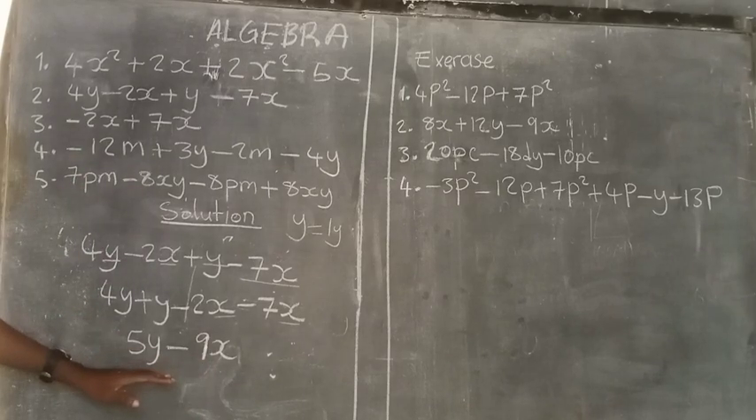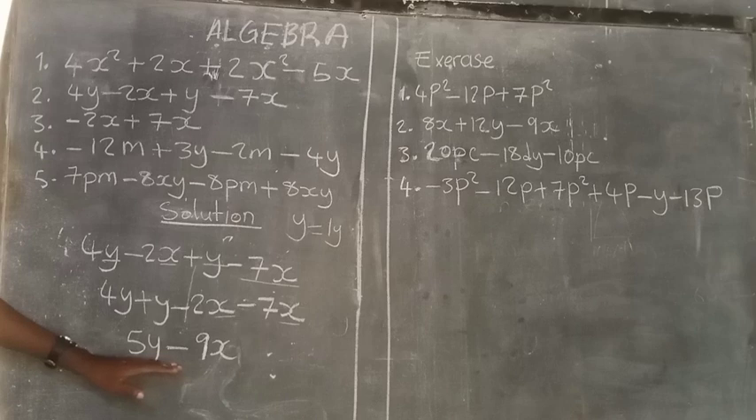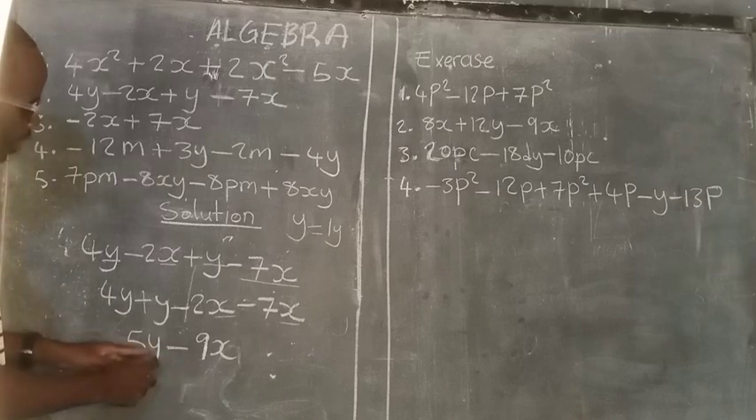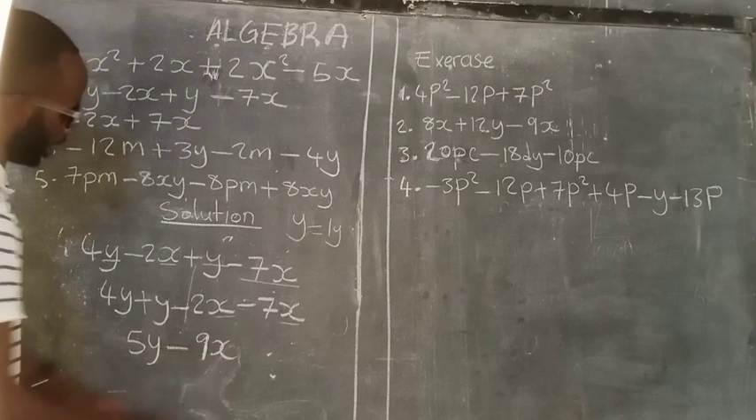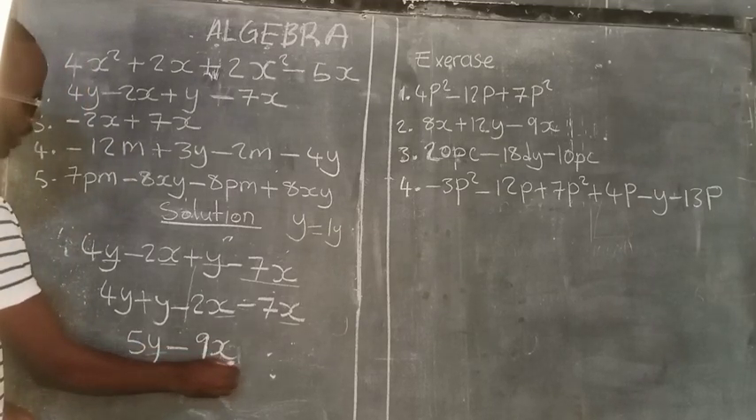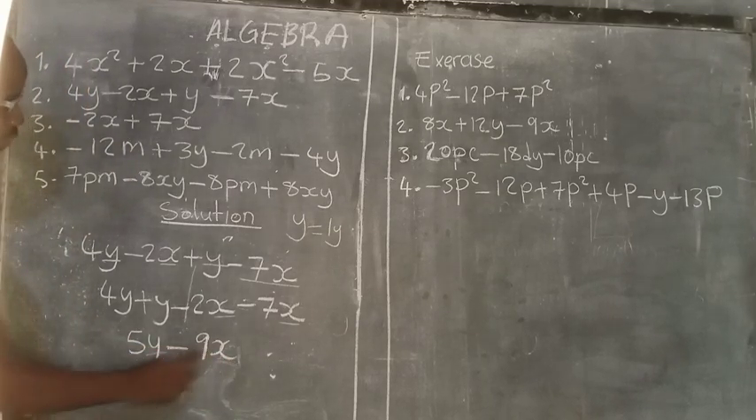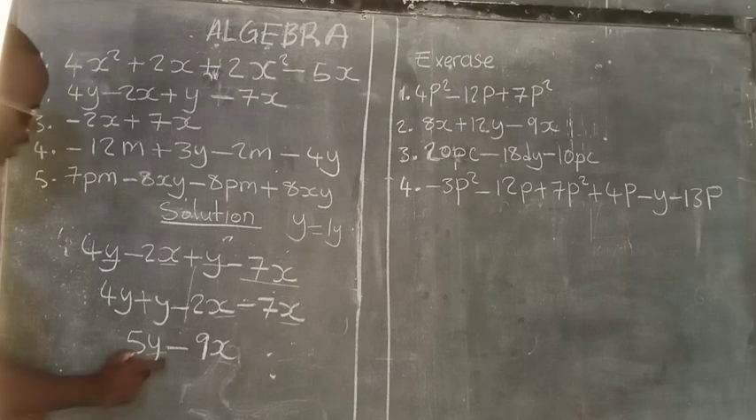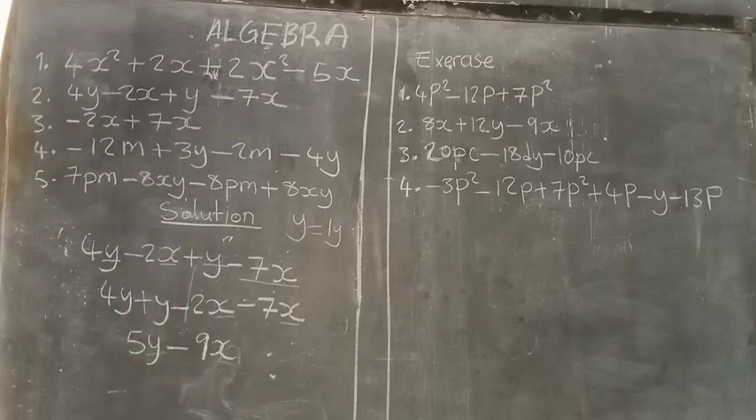This is our final answer because if we try to look at this expression, 5 has a y, 9 is an x. This y is completely different from this one. They are not like terms. So this cannot be subtracted and it cannot be added. So this is our final answer.